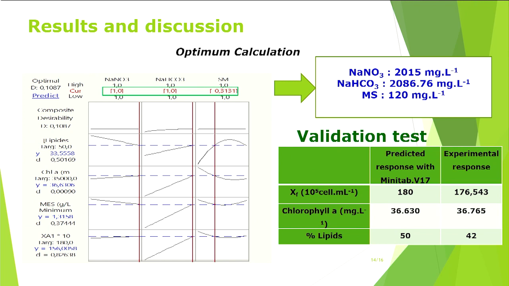The optimum was confirmed, and we have predicted responses matching well with experimental responses for biomass, chlorophyll, and lipids, and so we can conclude that we have about 2 grams of sodium nitrate and 2 grams of sodium hydrogen carbonate, and about 100 milligrams of mineral solution from ash.